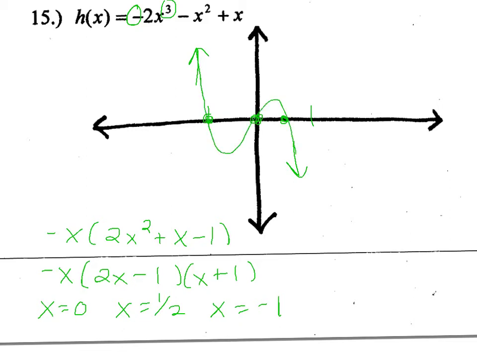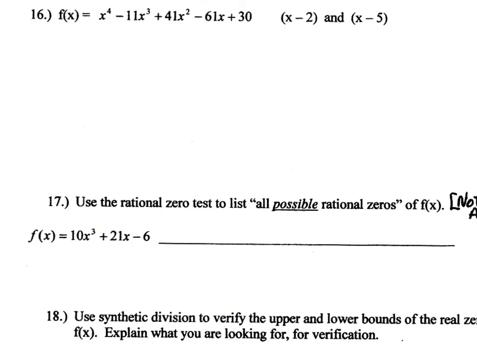In number 16, we want to verify that x minus 2 and x minus 5 are factors of the polynomial. So in order to do that, I can use synthetic division. And since it's x minus 2, I'm going to use a positive 2 on the outside of my synthetic division and fill in all of my coefficients.